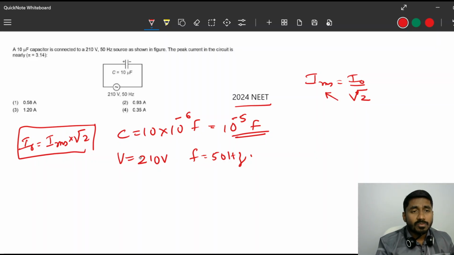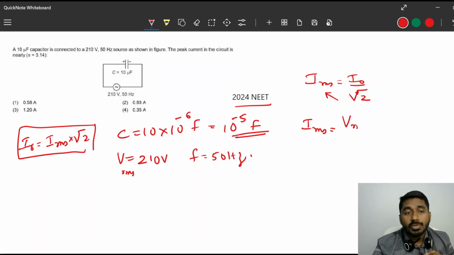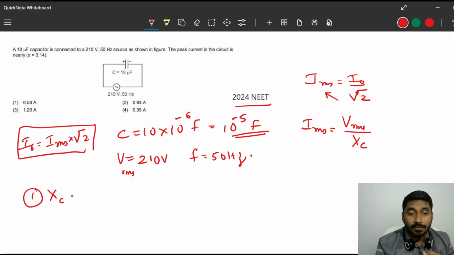So here, first we need to find the IRMS. What is given actually? The source voltage we always have to consider as the RMS voltage. So the source voltage is given as 210 volt, VRMS is given, and we need to find the IRMS first. Then it is easy to find the I0. IRMS is equal to the source voltage divided by the total impedance. Here only the capacitor is connected, so the impedance of the total circuit is the capacitive reactance. So the first step is to find the capacitive reactance.